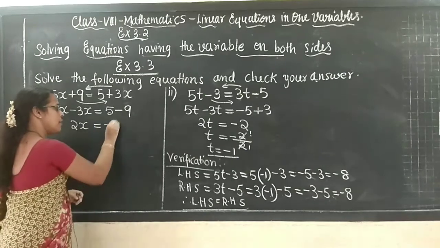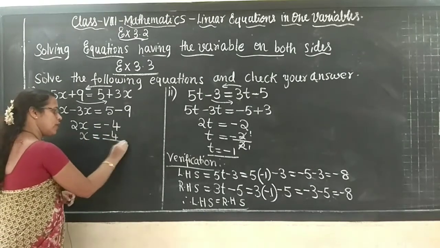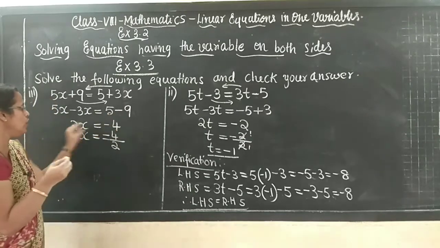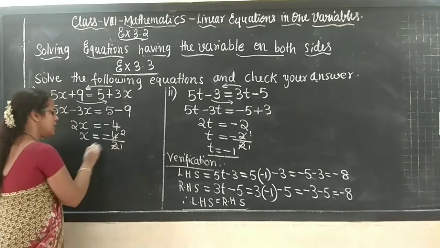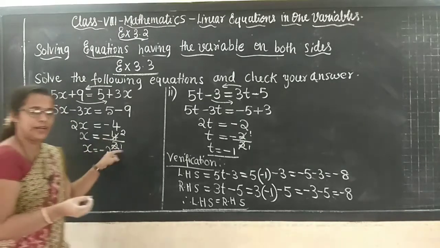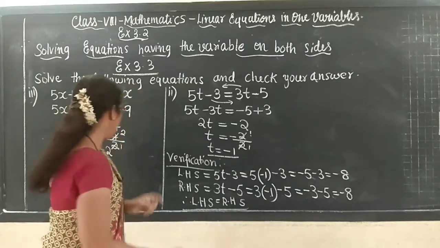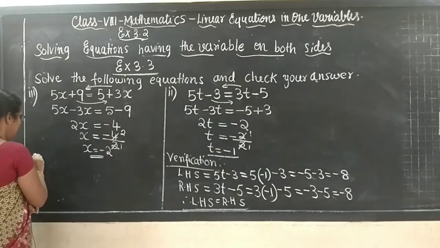Okay, so 5x minus 3x is 2x is equal to 5 minus 9. 5 minus 9 is minus 4. So, x is equal to minus 4 divided by 2. See, minus 4, 2 will go to denominator. So, 2 1s are 2, 2 2s are 4. So, what is the value of x? x is equal to minus 2 by 1. Minus 2 by 1 is minus 2 itself. So, verify it. Verification.